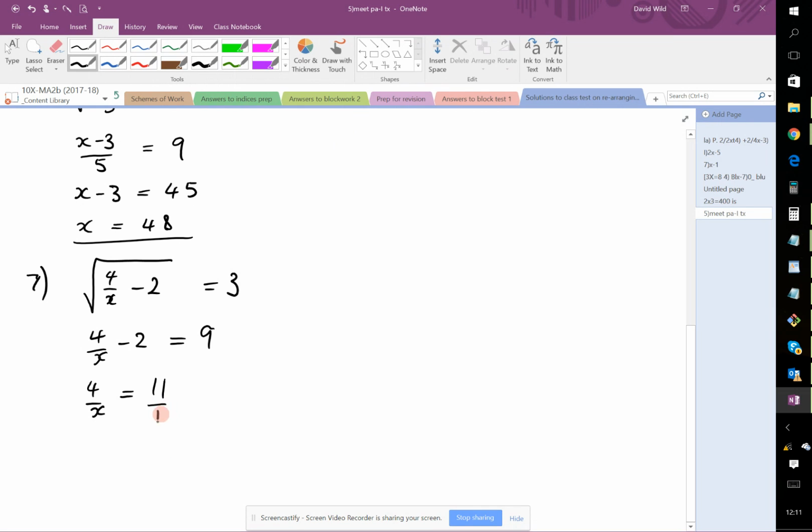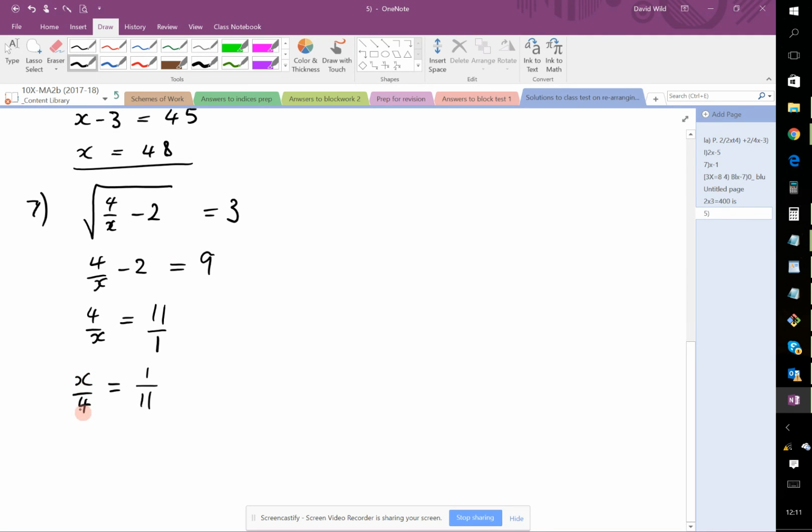Now, if this was a fraction, this 11 that we had, which is the same as 11 over 1, if we take the reciprocal of this side, we can take the reciprocal of this side. So let's take the reciprocal of the left side, in other words, turn the fraction upside down, and do the same thing on the right-hand side. That's got our x at the top now, so now we can just multiply both sides by 4.